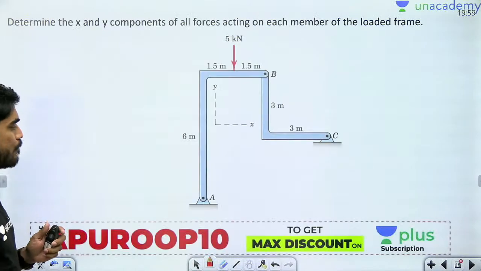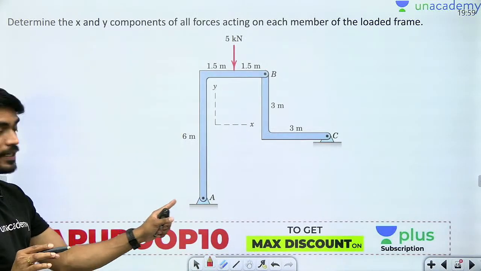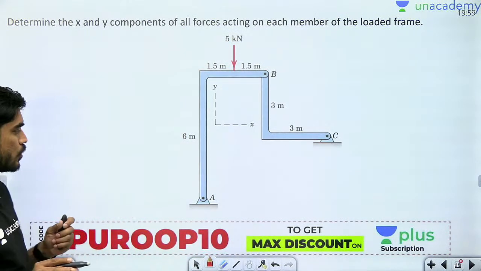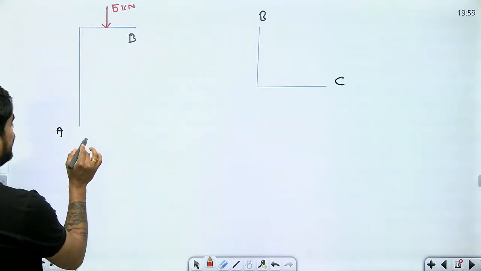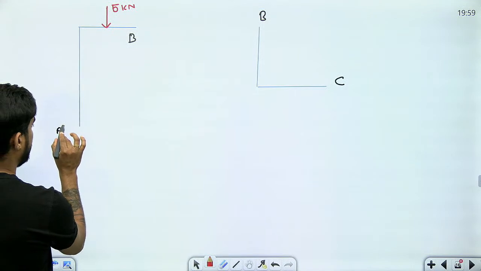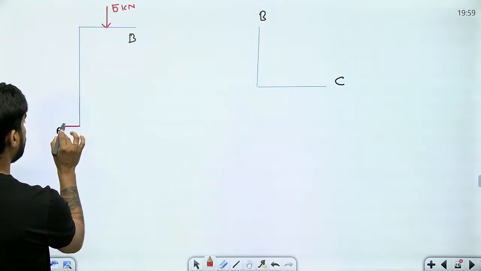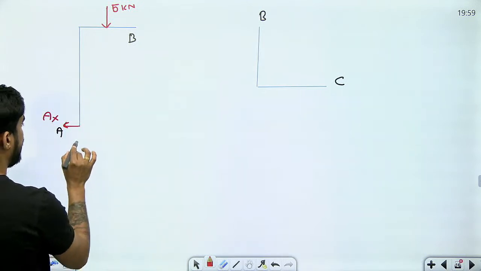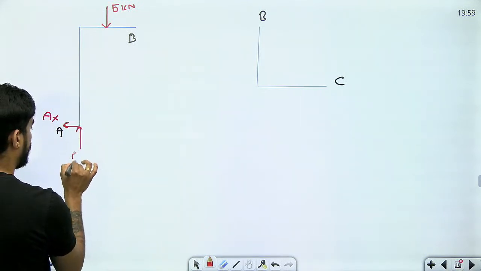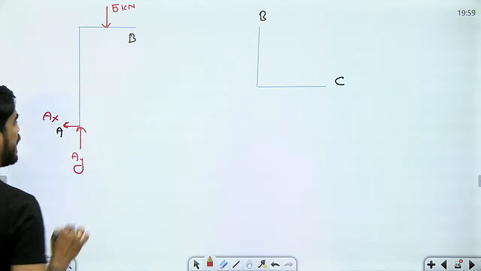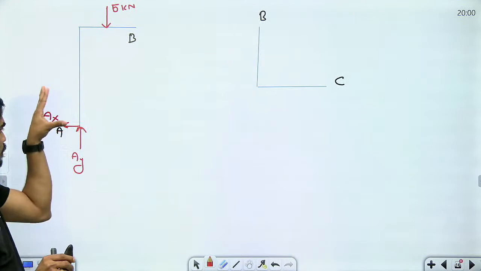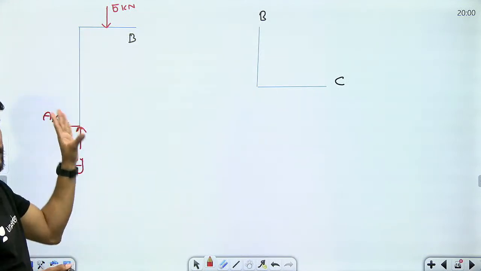Joint A पे आपको एक X डायरेक्शन में रिएक्शन मिलेगा. You will get a reaction in X, you will get a reaction in Y. This is a hinge support. Okay, so beta here I am going to get one reaction in X. Let me call it AX, and one reaction in Y. Let me call it AY. Okay, I don't know the direction, so I am just assuming some direction. मेरे को direction पता नहीं है, तो मैं कुछ भी assume कर रहा हूँ.